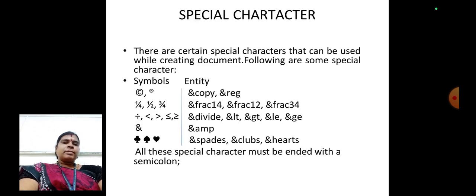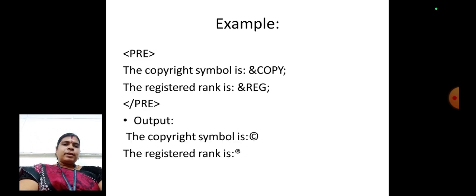Special characters. There are certain special characters that can be used while creating a document. Following are some special characters. Symbols and an entity are displayed. All these special characters must end with a semicolon. Example: pre. The copyright symbol is &copy;. The registered mark is &reg;. So if you are using these special symbols, end them with a semicolon. Closing pre tag, output is displayed.